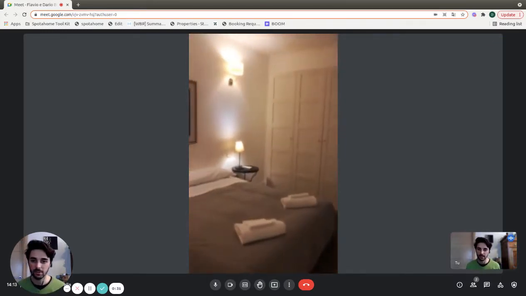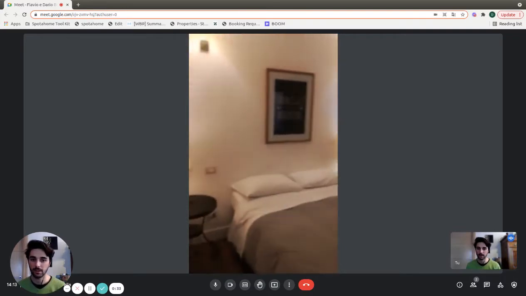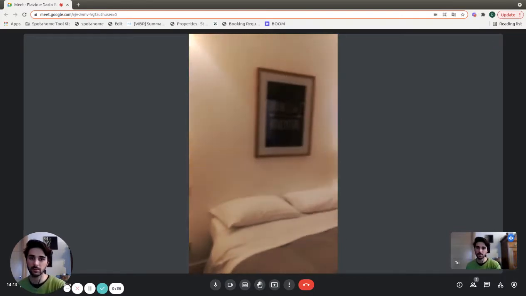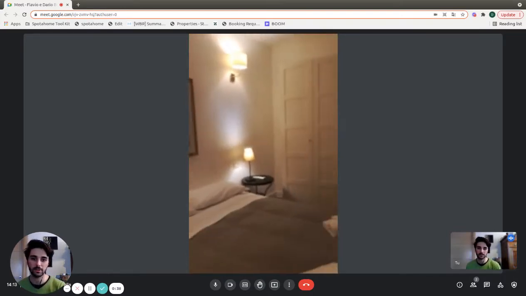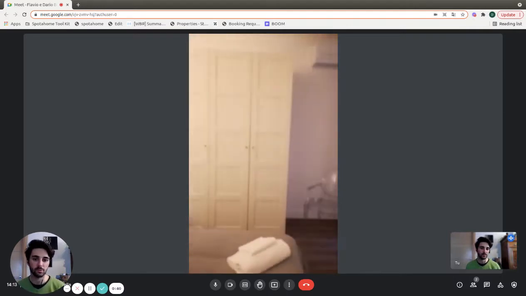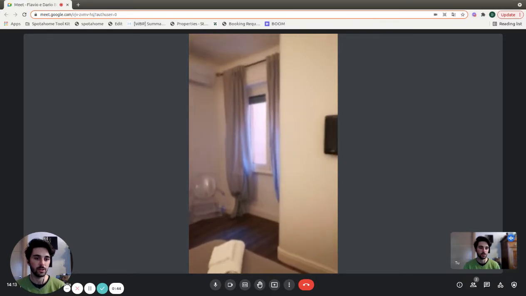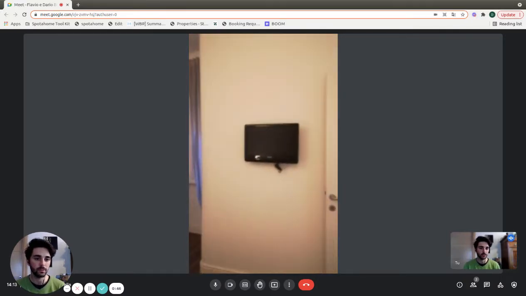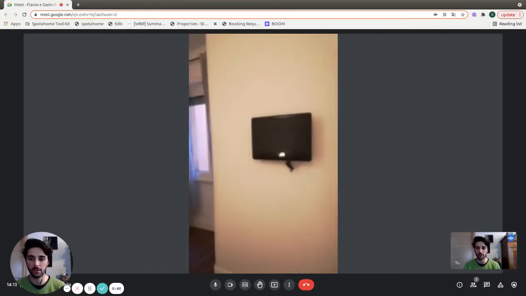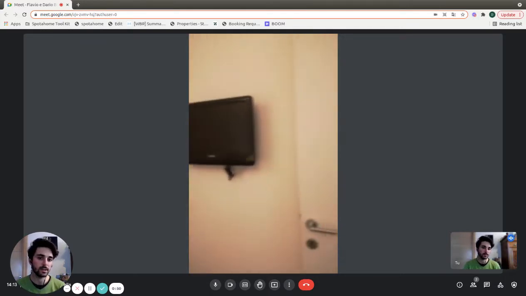This is the bedroom, equipped with a double bed. We have two bedside tables with lamps, a nice picture on the wall, and a pretty large wardrobe. In the corner, you'll find a chair, the air conditioning unit, and a window that overlooks the inner courtyard, so it's very, very quiet. And this is the television.